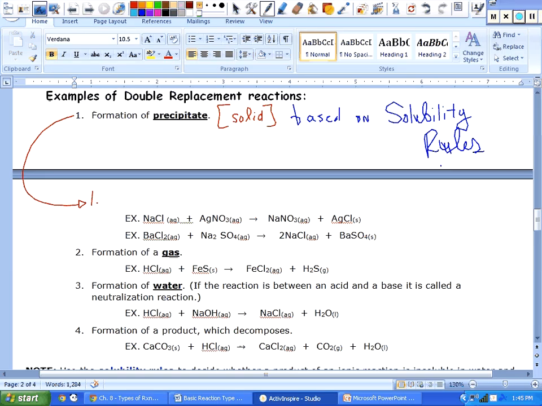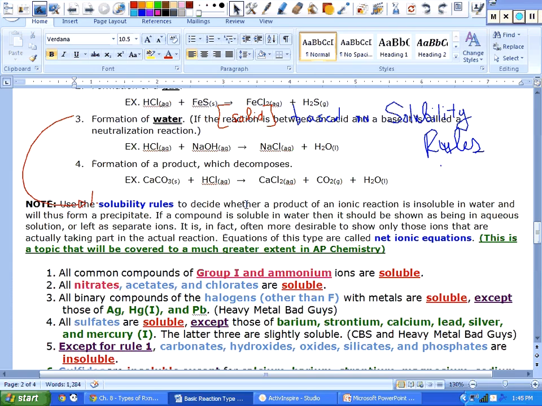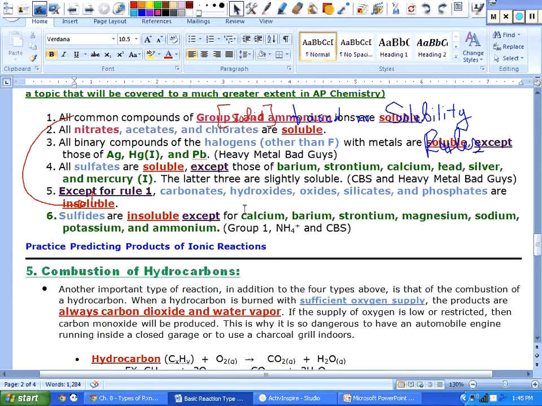So again, what is a precipitate? It's a solid. How do you know if it's going to be a solid? Based on solubility rules. All right, so let's look at the first 3 solubility rules that you must know. Now, I'm not even going to read the other ones, but they are there for your reading pleasure.